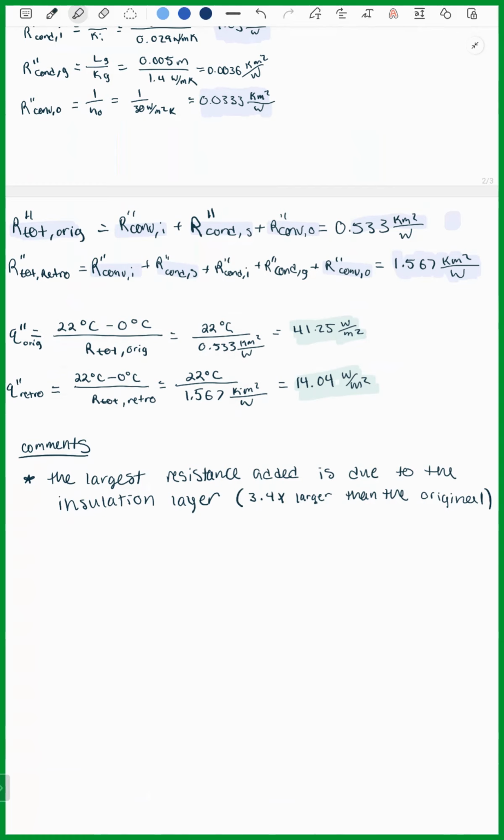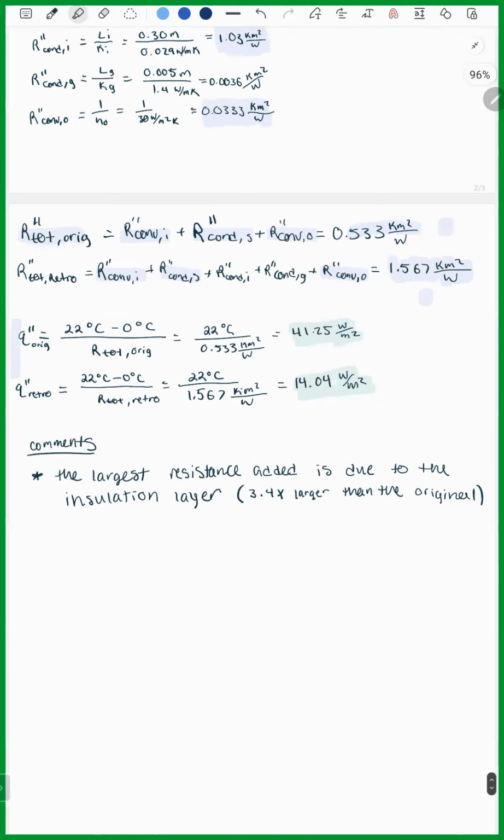And for the retrofitted, we have 22 minus 0 like before, over the other total resistance, which was 1.567, and that gives us 14.04 watts per meter squared. These are our final answers for the problem.